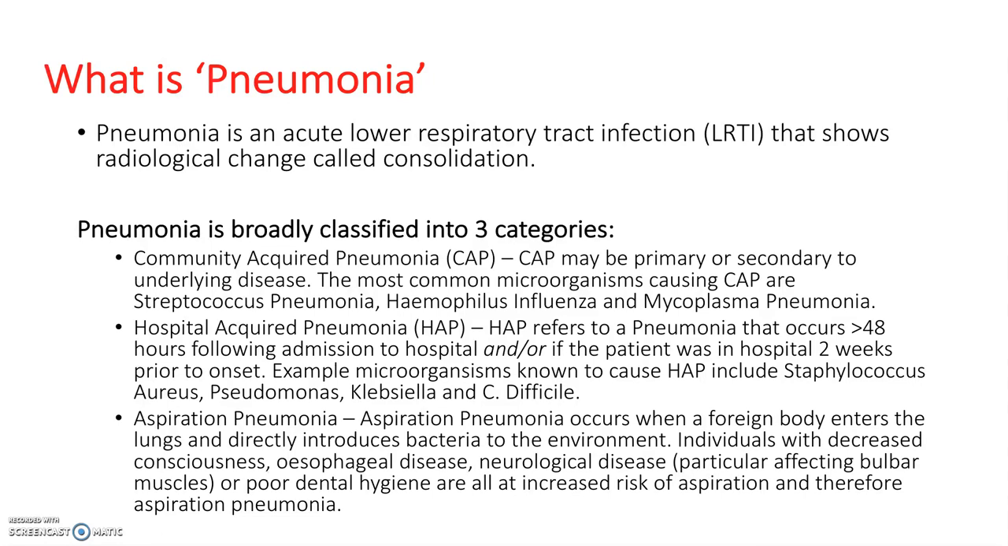Aspiration pneumonia occurs when a foreign body enters the lungs directly and introduces bacteria to the environment. Individuals with decreased consciousness, esophageal disease, neurological deficits, or poor dental hygiene are all at risk of aspiration and therefore at risk of aspiration pneumonia.